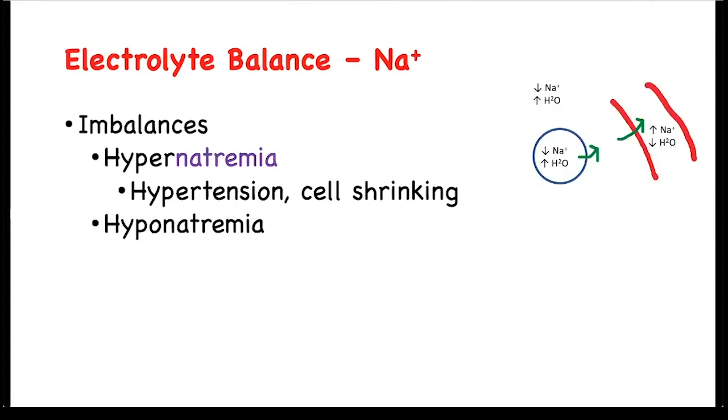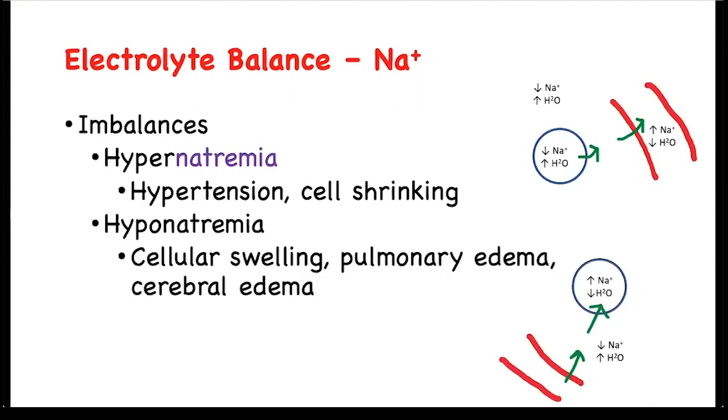Hyponatremia will do just the opposite. Hyponatremia leads to cellular swelling, as well as an accumulation of water in the interstitial fluid. Pulmonary edema is this accumulation in the interstitial fluid within the lungs. Pulmonary edema will interfere with gas exchange, decreasing the amount of oxygen in your arteries. Cerebral edema will influence the function of the neurons. Both of these situations can be fatal.